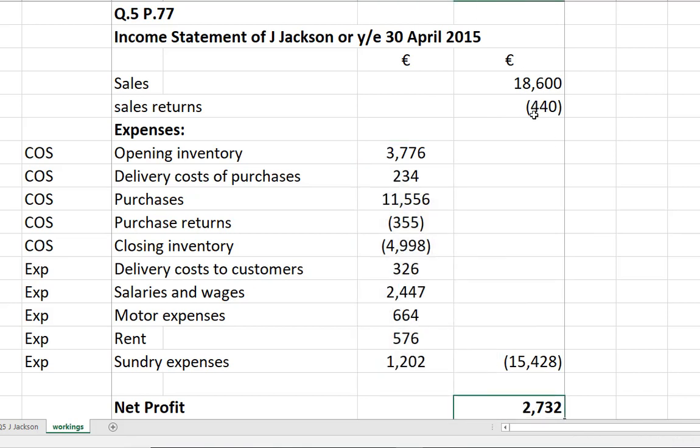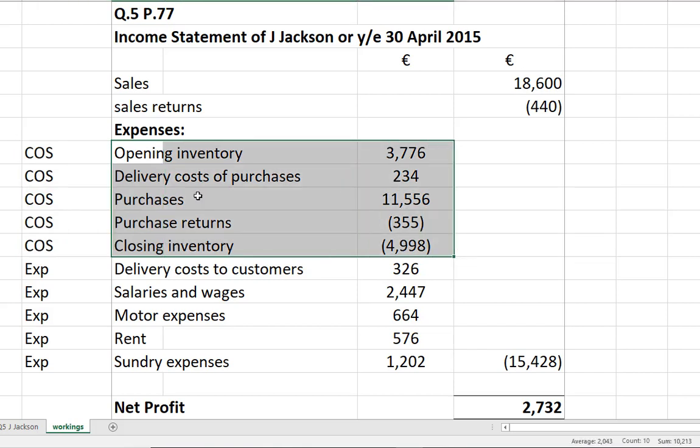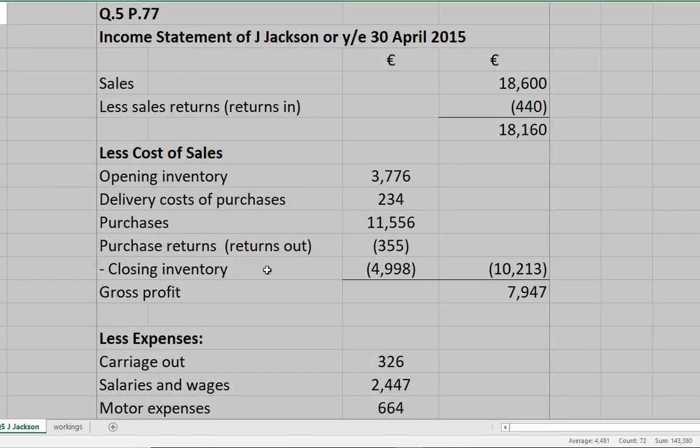So that's really what a profit and loss account, or income statement, is. It's your sales reduced by any sales returns and reduced for all the expenses. But the only thing we have to do is, I've called them cost of sales, or COS. Just group these together and I'll show you what that looks like on the next page.